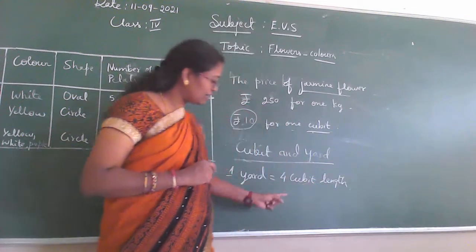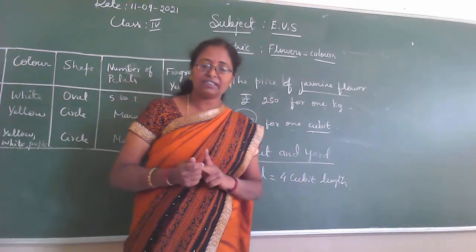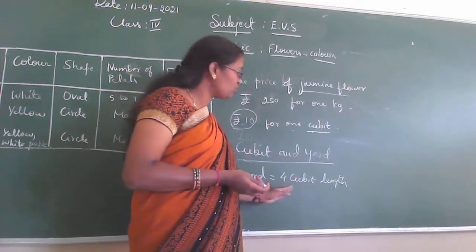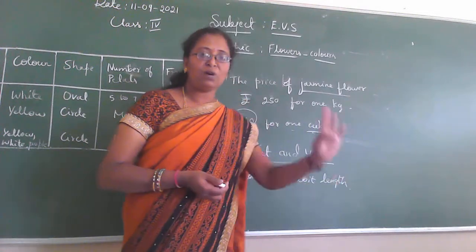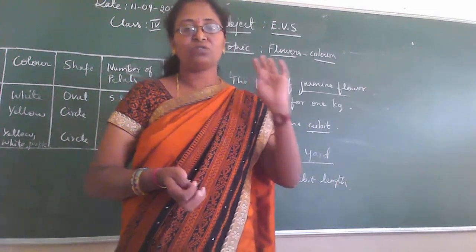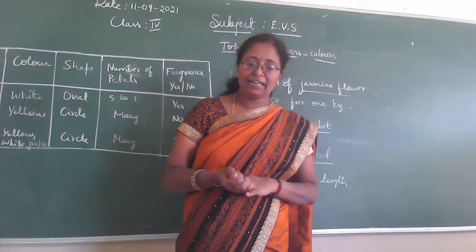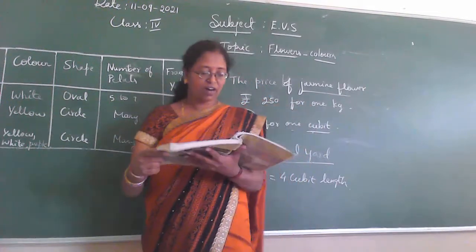ಇದನ್ನ ಕನ್ನಡದಲ್ಲಿ ಕ್ಯೂಬಿಟ್ ಮೊಳ ಅಂತಾರೆ. ಸೊ ಇದನ್ನ ಮಾರು ಅಂತ ಹೇಳ್ತಾರೆ. ಅರ್ಥ ಆಯ್ತಾ? So see here 1 yard is equal to 4 cubit length. So cubit ಅಂದ್ರೆ ಮೊಳ. Okay. So 1 hand is equal to 4 cubit length. Okay, we will continue this conversation.